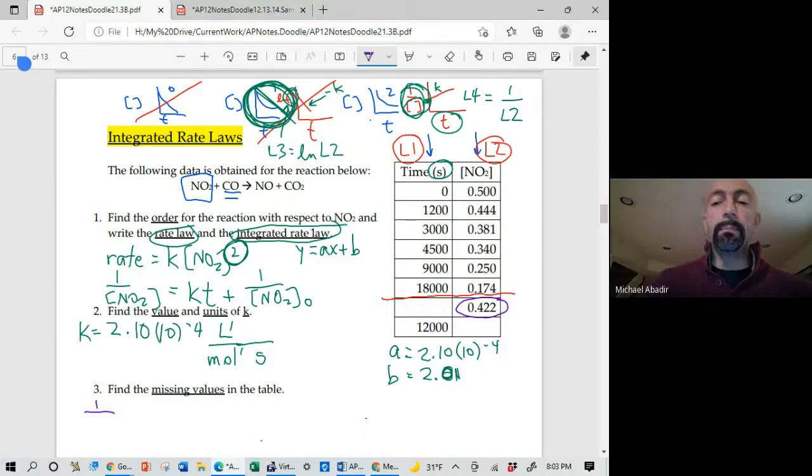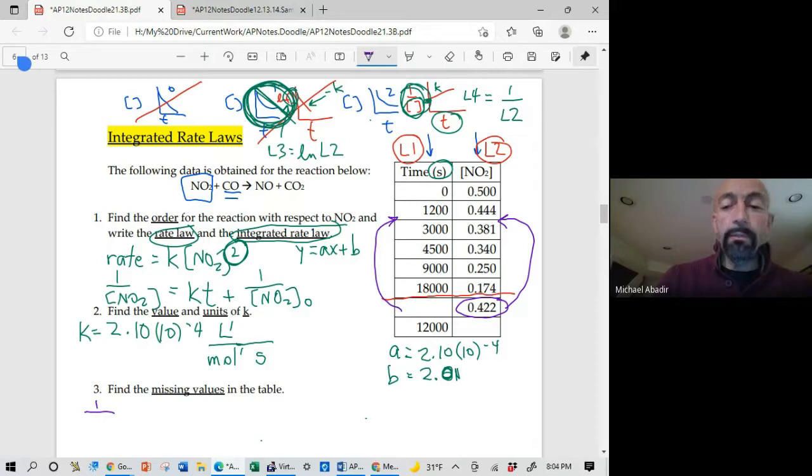So if you do a little bit of common sense, and on an AP test, you might not even have to do the whole calculation if it's a multiple choice, because you could narrow it down. But you could see that 0.422 is going to fit right here in between those two concentrations. So the time must also fit between 1200 and 3000 seconds. So if this were a multiple choice, they would only give you one choice. You wouldn't have to do this calculation. But if it's a free response, you'd have to show your work.